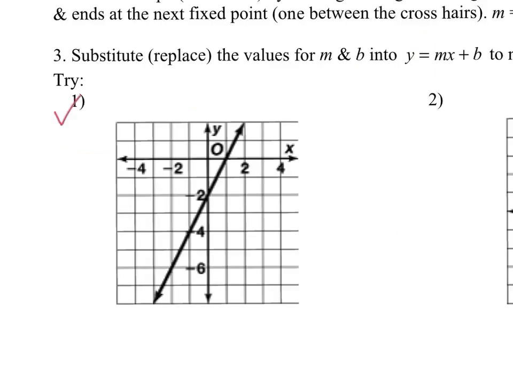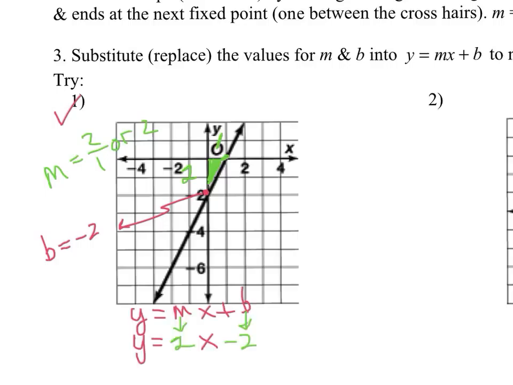Let's do this one together. The y-intercept equals negative 2, and that is the b. A slope triangle can be drawn between these 2 points. It rises 2 and runs 1. So the slope, or m, is 2 over 1, or 2. And when we substitute 2 for m and negative 2 for b, we have the equation y equals 2x minus 2.